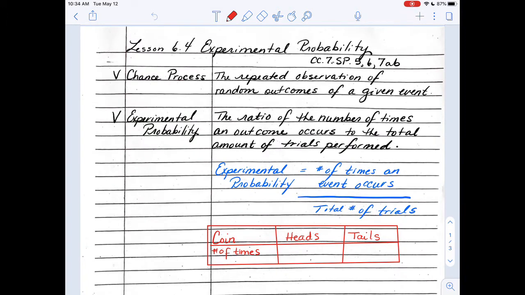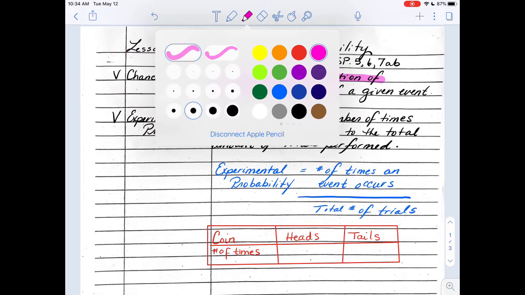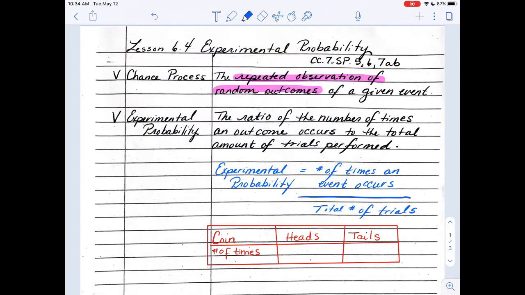Okay, today we're going to be looking at experimental probability. A few vocabulary words and definitions. Chance process, first of all, is just that repeated observation of random outcomes of a given event. What we're looking at specifically today is our experimental probability.